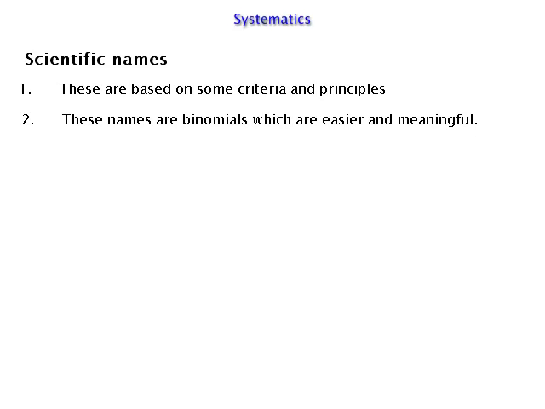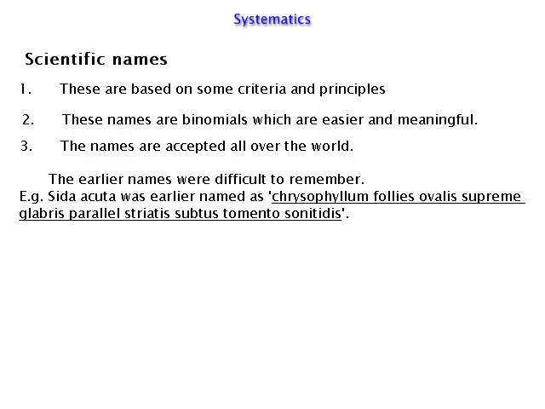Scientific names. These are based on some criteria and principles. These names are binomials which are easier and meaningful. The names are accepted all over the world. The earlier names were difficult to remember. For example, Sida acuta was earlier named as Chrysophyllum follis ovalis supreme glabris parallel striatus subtus tomento sonitidis.